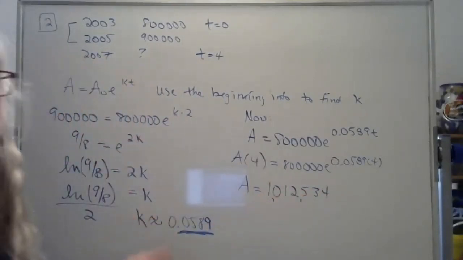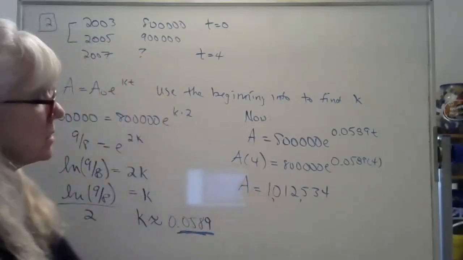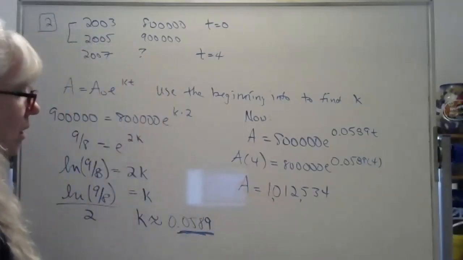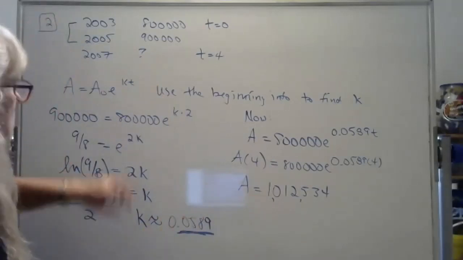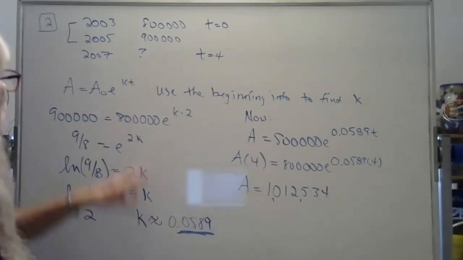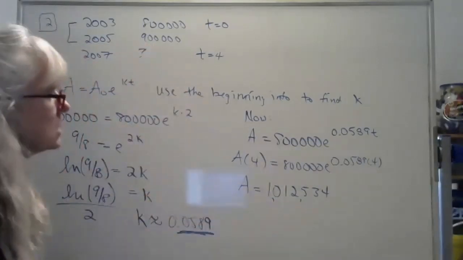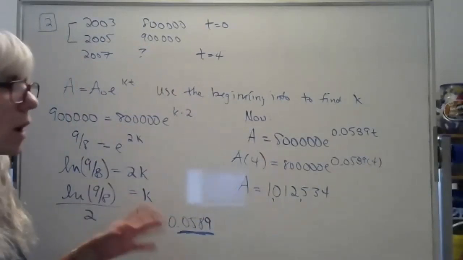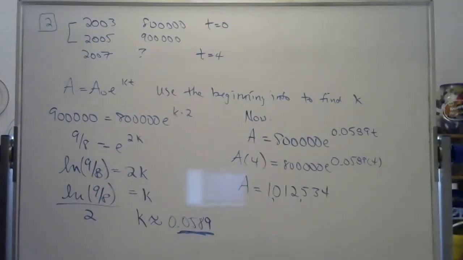They, again, may ask you to round to the nearest million. They may ask you to round to the nearest 100,000. Just depends on the problem. And that's in people. So in the first 2 years, we gained 100,000 people. But notice in the next 2 years, we gained from 900,000 to 1,012,000. So we're gaining more in the next 2 years. So that's an exponential growth problem.